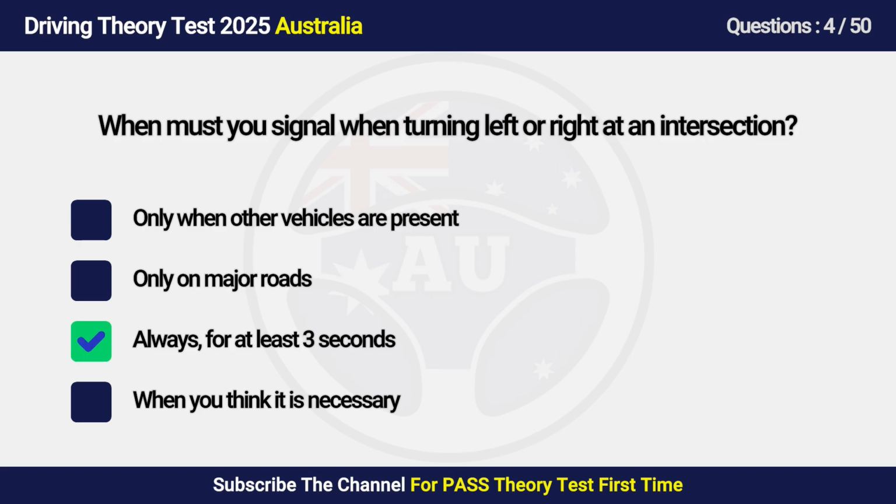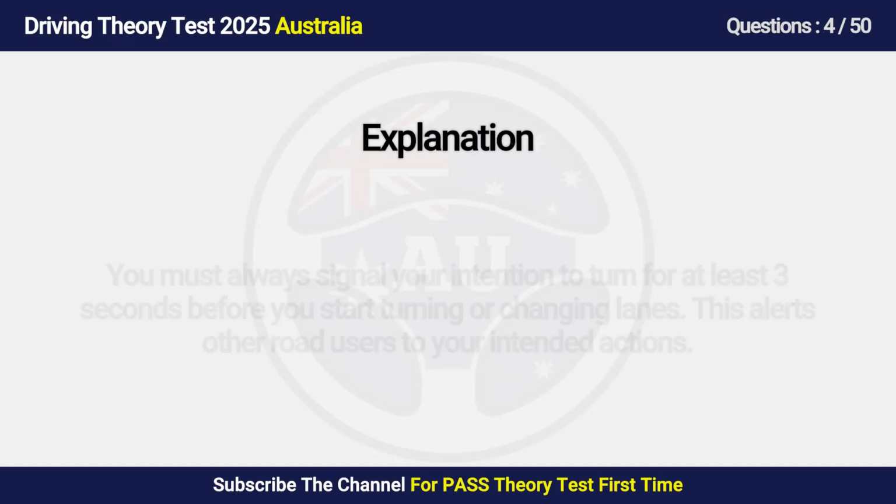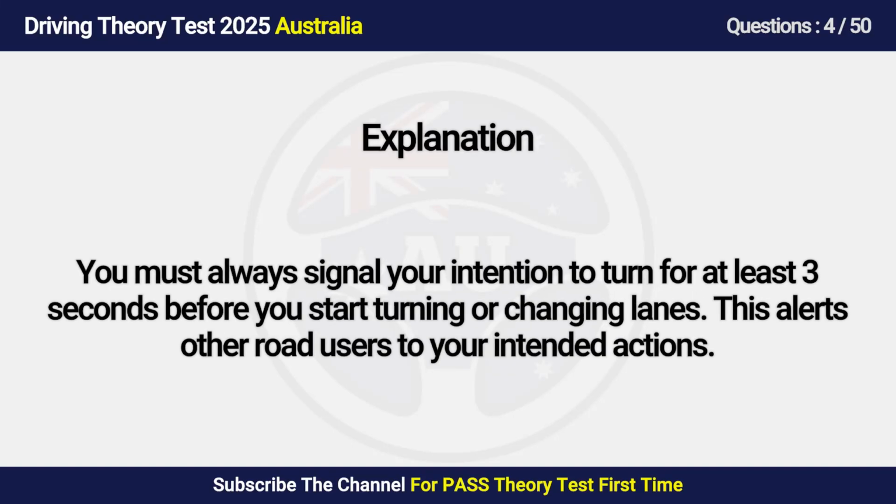Answer is C. Always for at least 3 seconds. You must always signal your intention to turn for at least 3 seconds before you start turning or changing lanes. This alerts other road users to your intended actions.